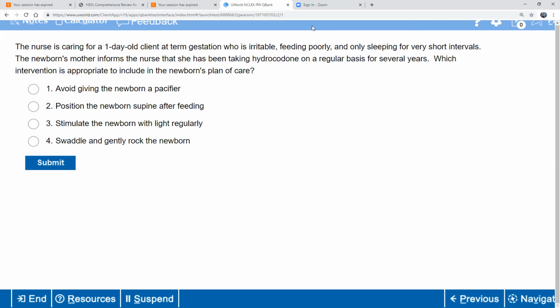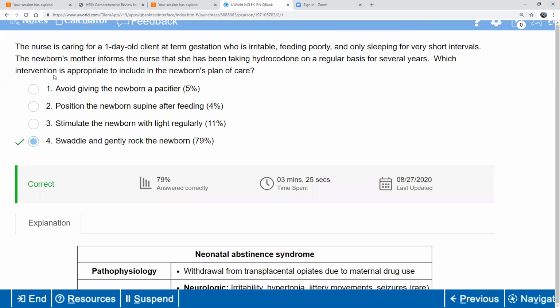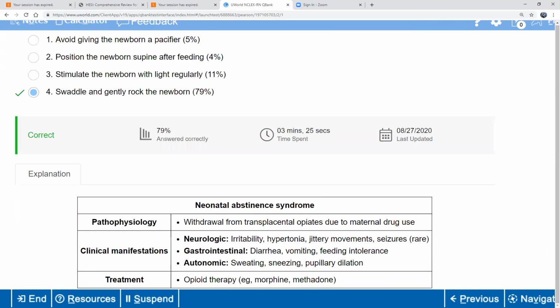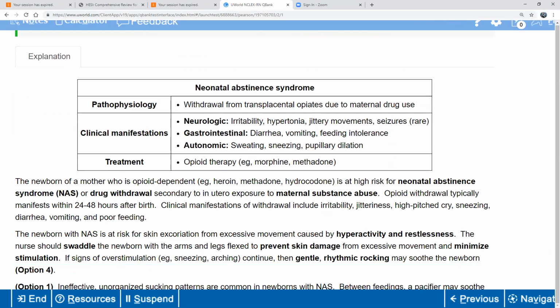So how are you going to care for those babies? What kind of things do you want to do for a child that has neonatal abstinence syndrome or that is withdrawing from narcotics? How would you care for them? What kind of environment do they need? They need stimulation with the light regularly. No, definitely not. Calm. You're going to do 4. Okay. You're going to put them in a calm, quiet area. You're definitely not going to stimulate. Swaddle and gently rock the baby.